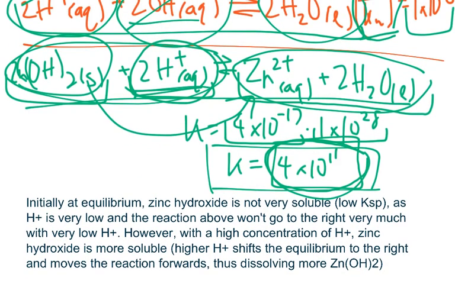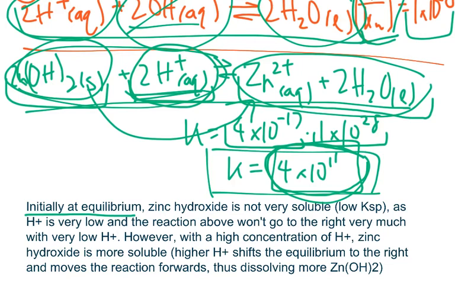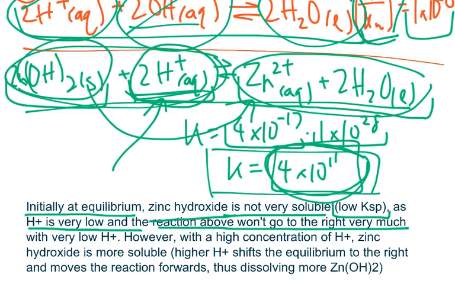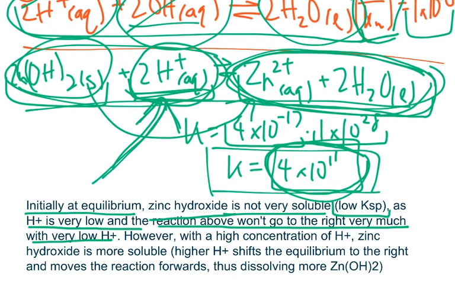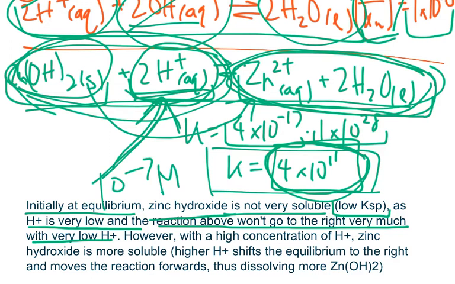So let's read this nice paragraph that I wrote. So, initially, at equilibrium in pure water that is not acidified yet, zinc hydroxide is not very soluble and has a low Ksp, as H+ is very low, and because it is very low, that means that the reaction above, which is in green, won't go to the right very much with a very low H+. So remember, the more H+ you have here, the more you are able to form the products, since if you don't have H+, you can't form the products in the first place. And in addition, if you have too little reactants, such as in pure water, where the concentration of H+, as you will learn later, is 10 to the negative 7 molar, you will have most of your reactions staying on the left side, even though the K is super high. The K is super high, but you have so little reactants that the reaction will stay on the left side until you have more reactants.